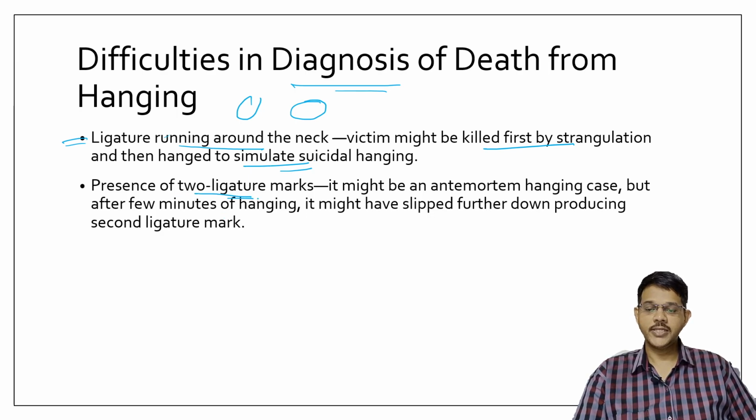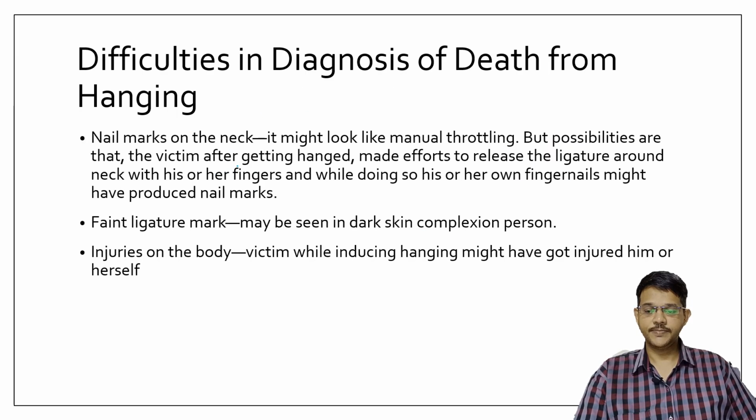Presence of two ligature marks. Two ligature marks may occur when the person was hanged antemortem and, after a few minutes of hanging, the ligature slipped further down, producing a second ligature mark. So once the person is hanged, after a few minutes it may drop again, and a second ligature mark may also be present.